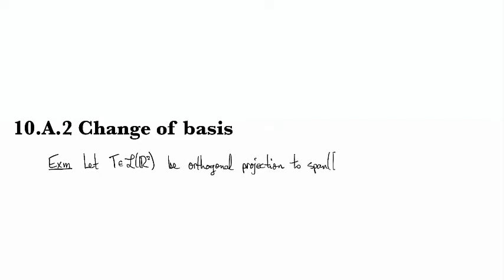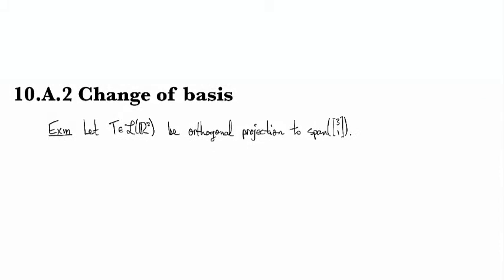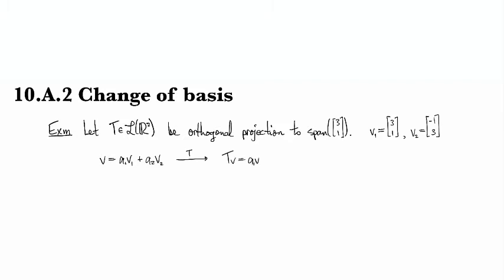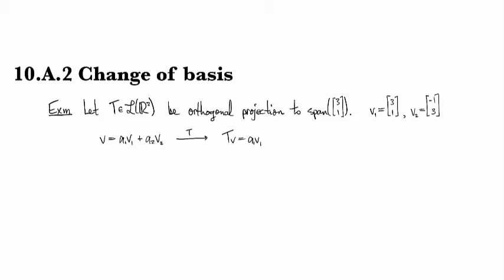And so we'll take the span of (3, 1) in the standard basis. So to describe this projection, we'll use coordinates (3, 1) for the thing we're projecting to, and then for something orthogonal to it, I'll take (-1, 3), and we'll use that as our basis. So then, let's see what we've got. On the one hand, we will have some vector a1 v1 plus a2 v2, and then we'll be applying the transformation to it, and T of v is just going to be a1 v1, because the projection kills off the second coordinate there.